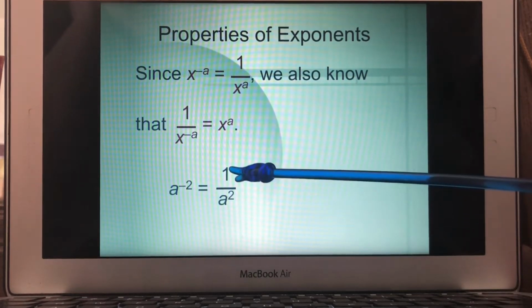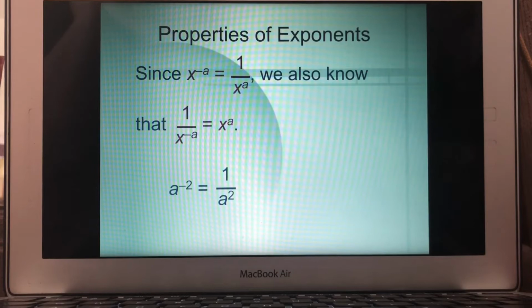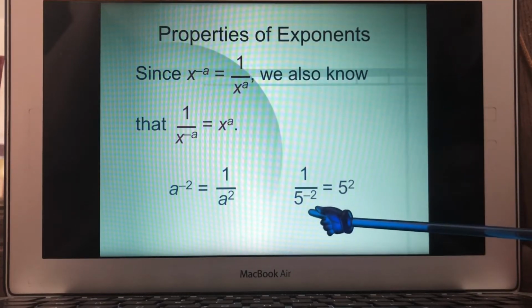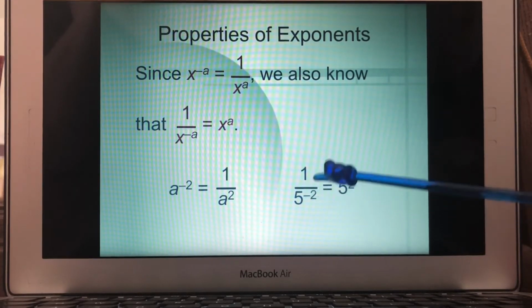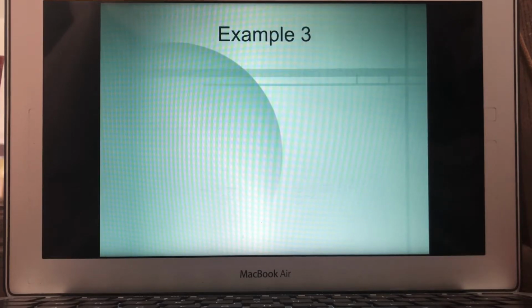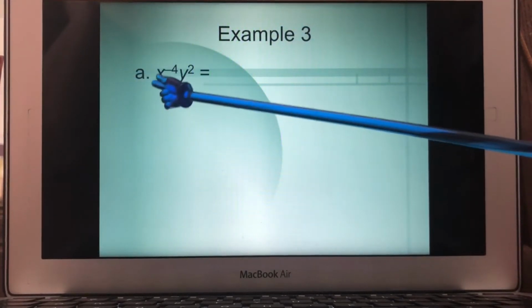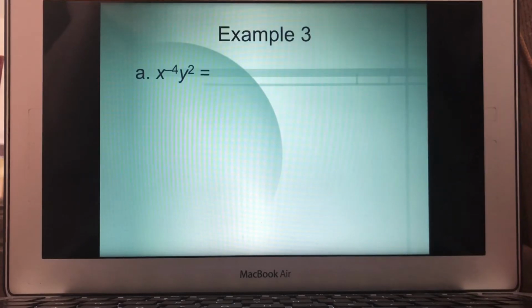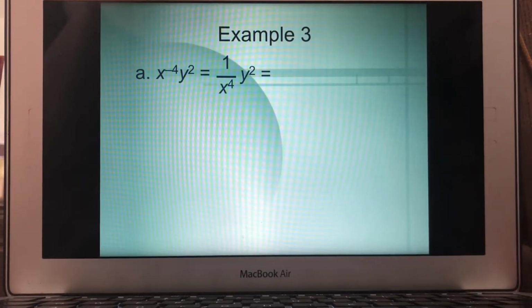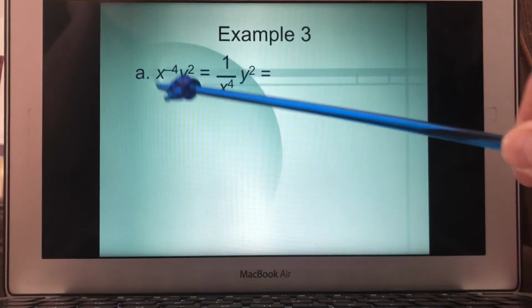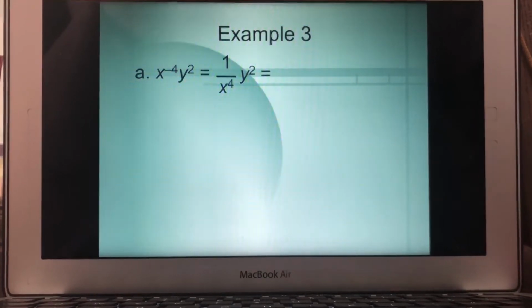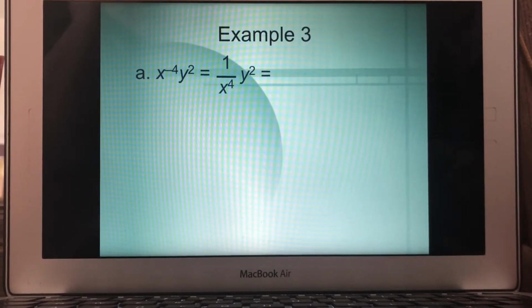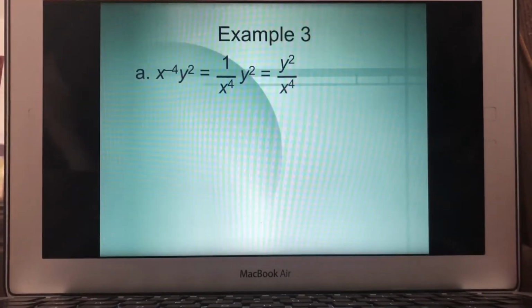A to the negative 2 power is going to be 1 over a squared. 1 over 5 to the negative 2 power now is going to be 5 squared, because I just flip this. All right. Now, let's say we have x to the negative 4th power, y squared. Then I take x to the negative 4th power, flip it, find the reciprocal, and I have 1 over x to the 4th power, and then y squared. Now I can simplify that and rewrite it so that it's a little bit easier to read: y squared over x to the 4th.